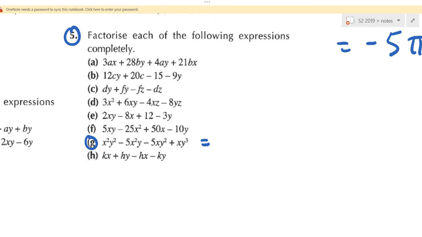Now let's start. How many terms are there here? 4 terms, right? So 4 terms means I will do the grouping, 2 by 2. So usually we will start which two first? Now's the time for you to talk. Usually you start which two first? Is it the first two, or the second and third, or the last two? First two. I'll start the first two.